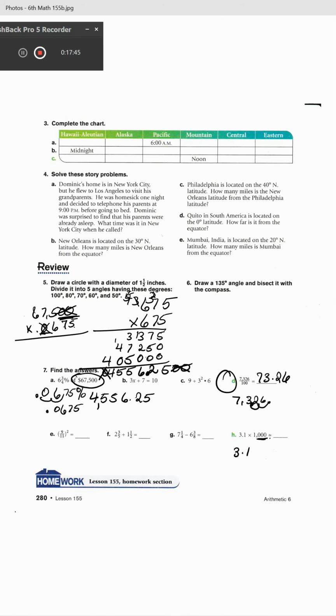All right. 3.1 times 1,000. That means we're moving the decimal over 3 places to make it bigger this way. So I make 3 little jumps. So my final answer is 3,100.